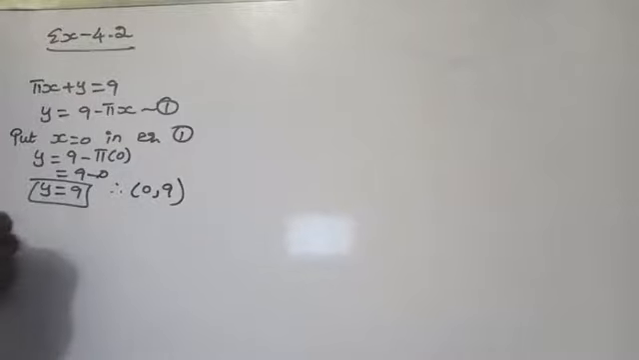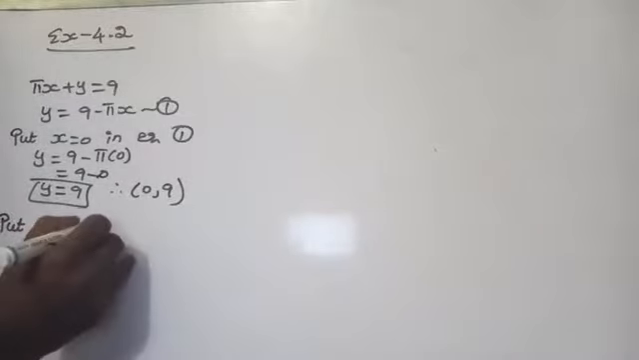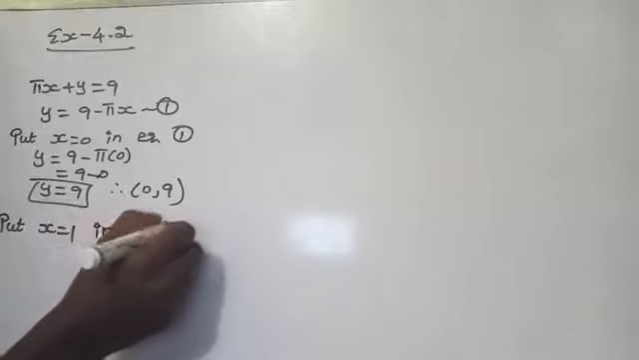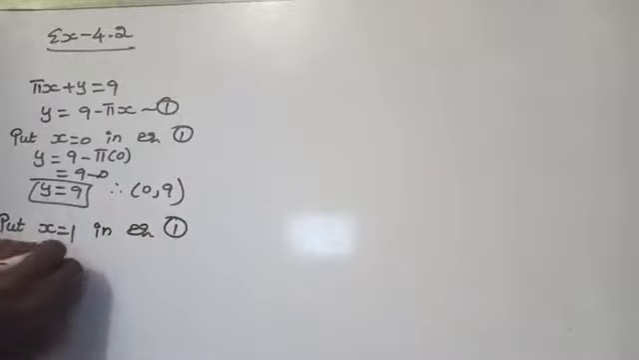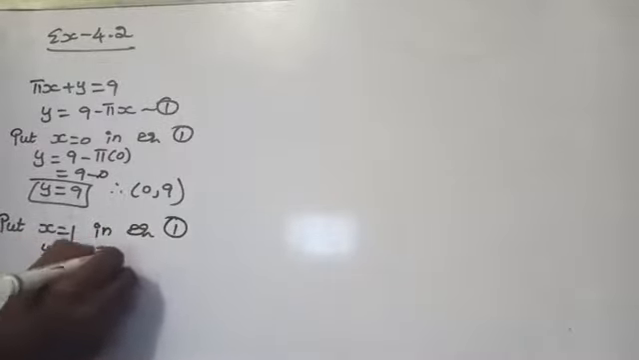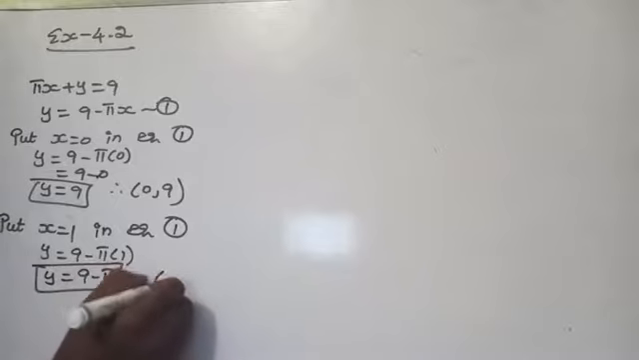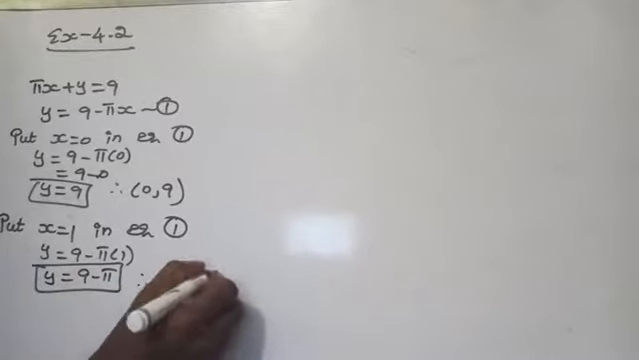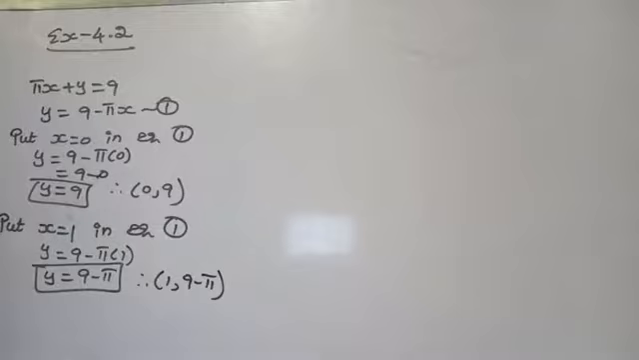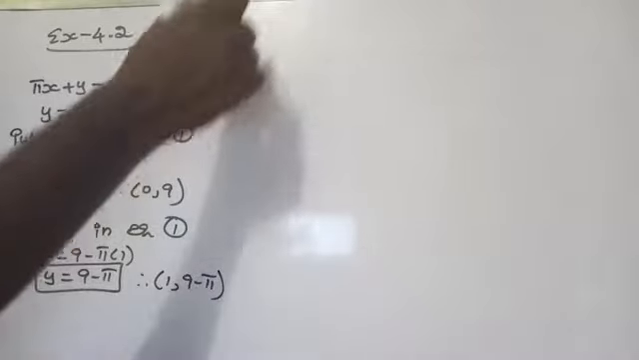Now put x is equal to 1 in equation 1. Don't substitute the value of pi as 22 by 7 or 3.14. Just keep it in terms of pi. There is no issue. So what will you get here? y equal to 9 minus pi into 1. 1 into pi is what? Pi. So 9 minus pi. This is the value of y when x is equal to 1. Therefore 1 comma 9 minus pi is a solution for the given equation. Are you getting here? Yes.